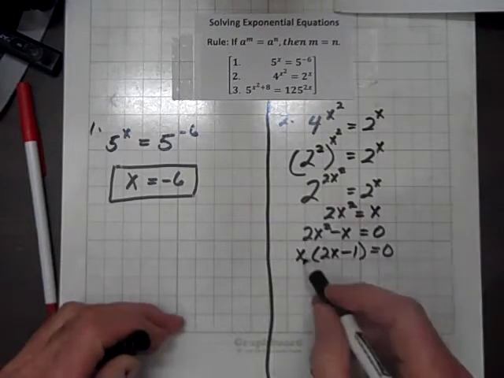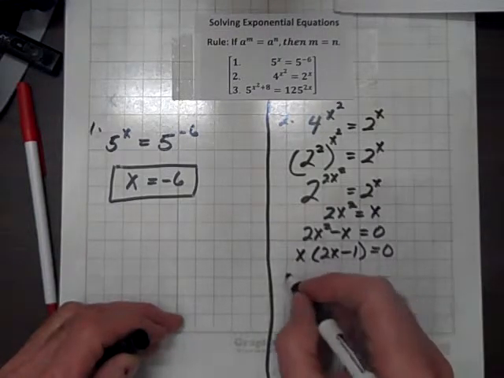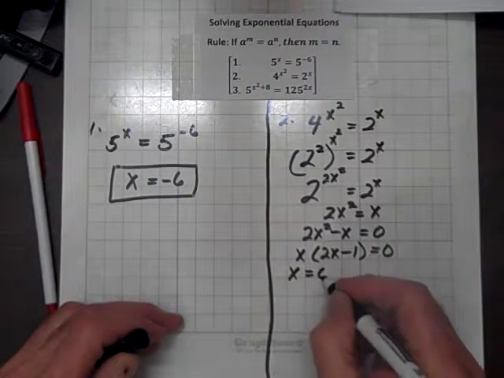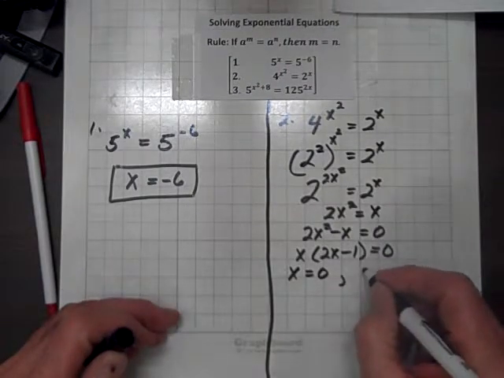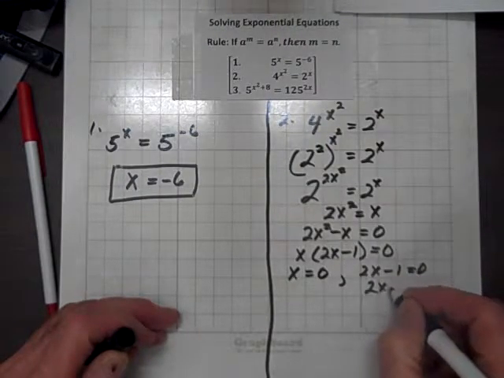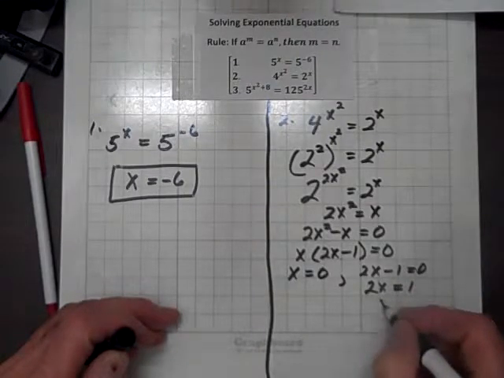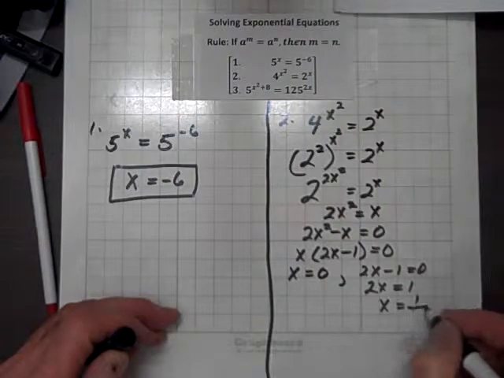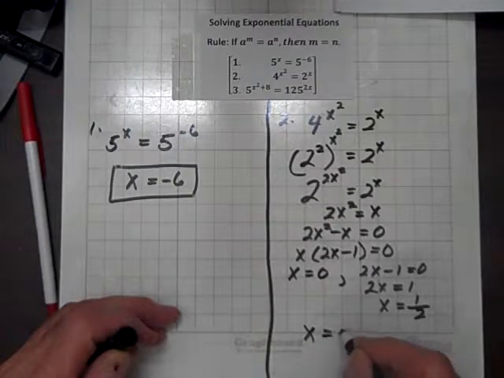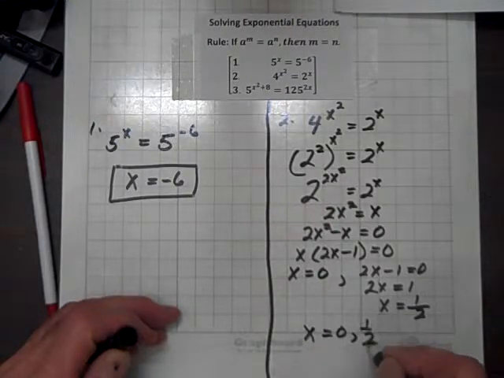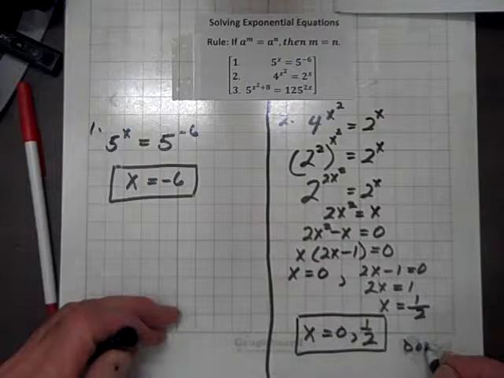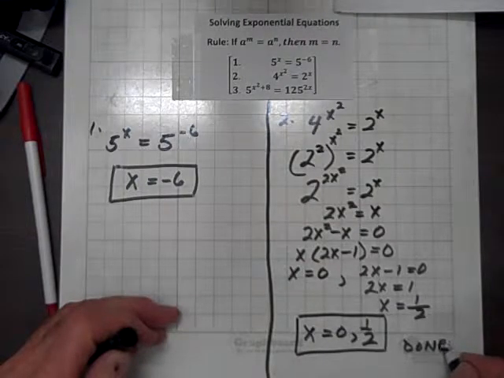The only way that's possible is if one of these two factors equals 0. So we'll set each factor equal to 0. X equals 0. Well, there's one solution. The other factor, 2x minus 1 equals 0. Solving for x, we get 2x equals 1, and so x equals, dividing through by 2, 1/2. So the solutions are x equals 0, or 1/2, and we are done with the first two.